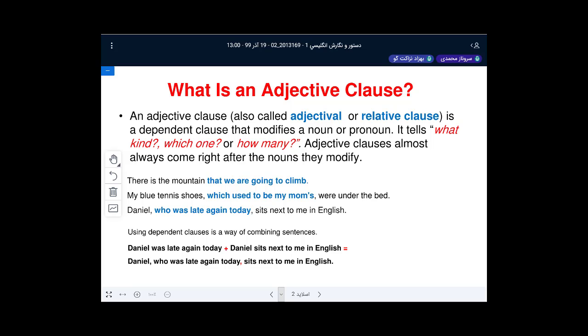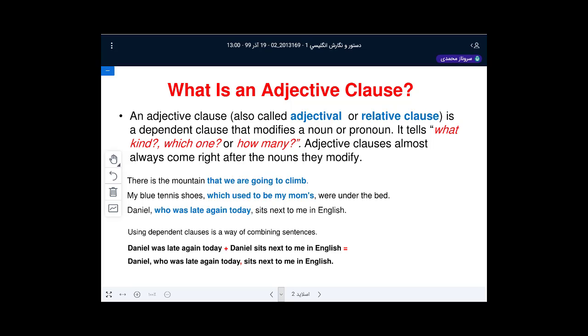Go on, please. What is an adjective clause? An adjective clause, also called an adjectival or relative clause, is a dependent clause that modifies a noun or a pronoun. It tells what kind, which one, or how many. Adjective clauses almost always come right after the nouns they modify.